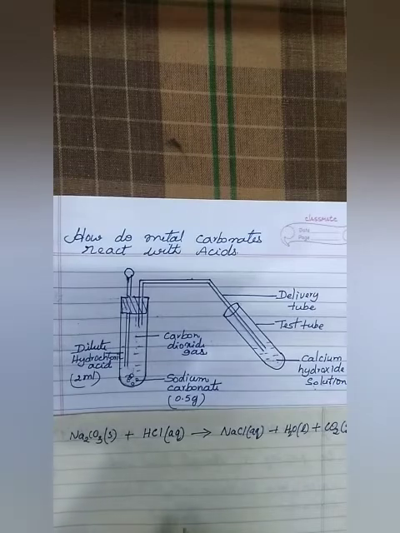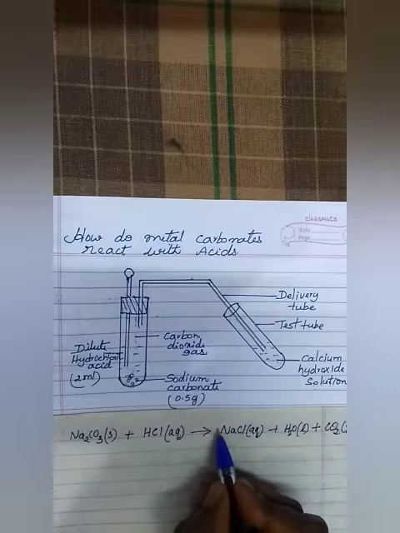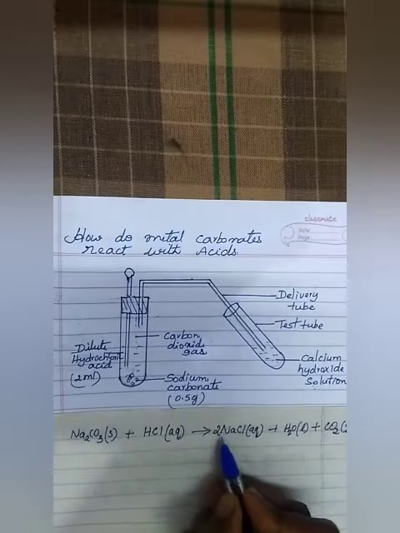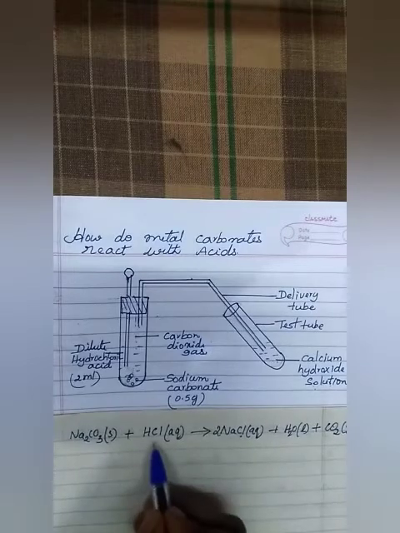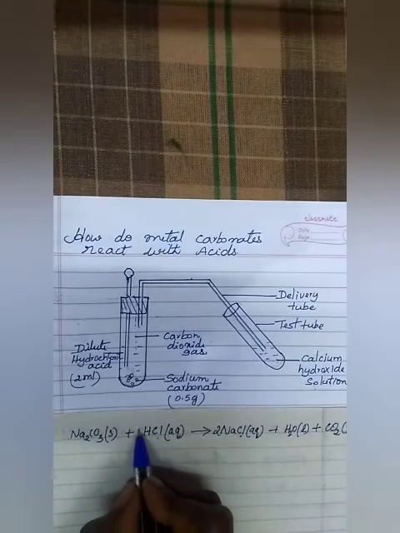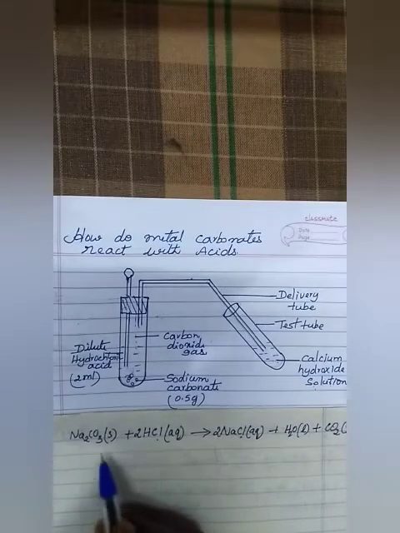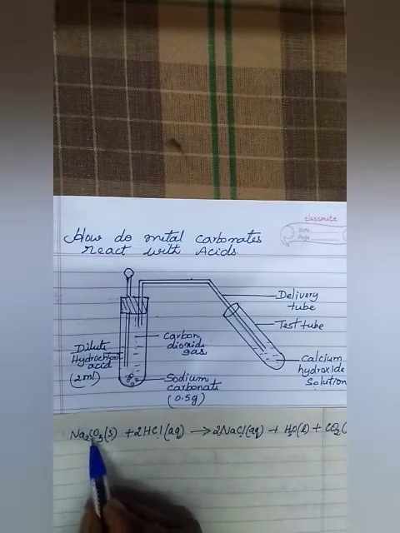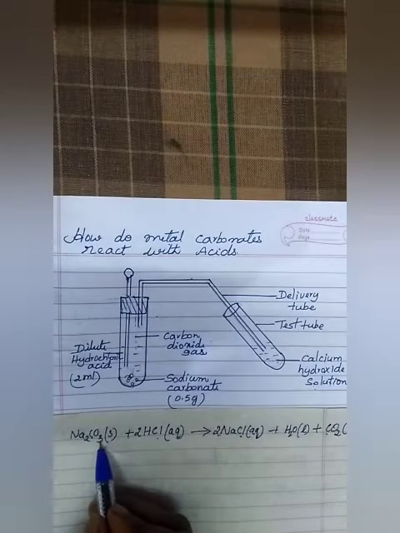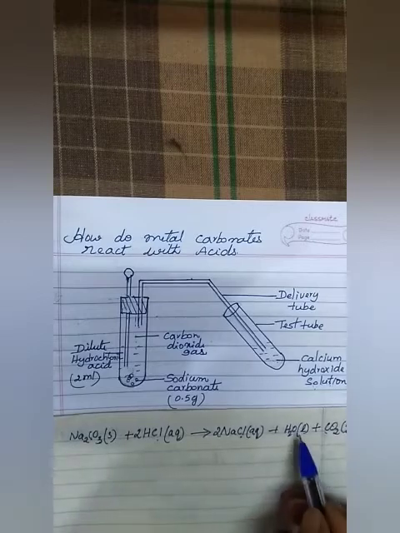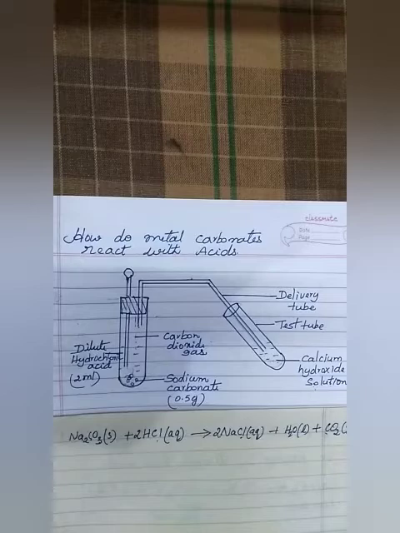Now balance this equation. 2 atoms of sodium, here only 1 atom, so multiply NaCl by 2. Chlorine, here 2 atoms of chlorine, here 1 atom, so multiply HCl by 2. Carbon, 1 atom, here 1 atom, balanced. Oxygen, here 3 atoms of oxygen, here 1 plus 2, 3 atoms. Now it is a balanced equation.